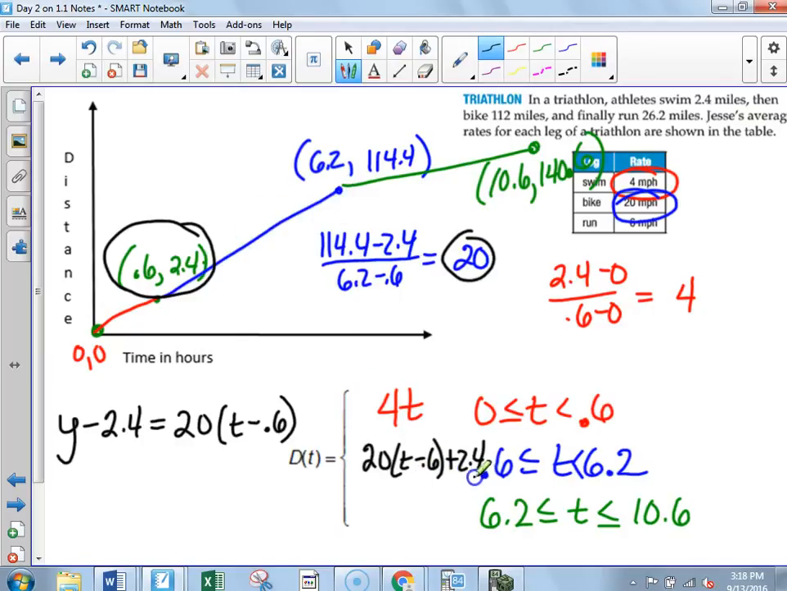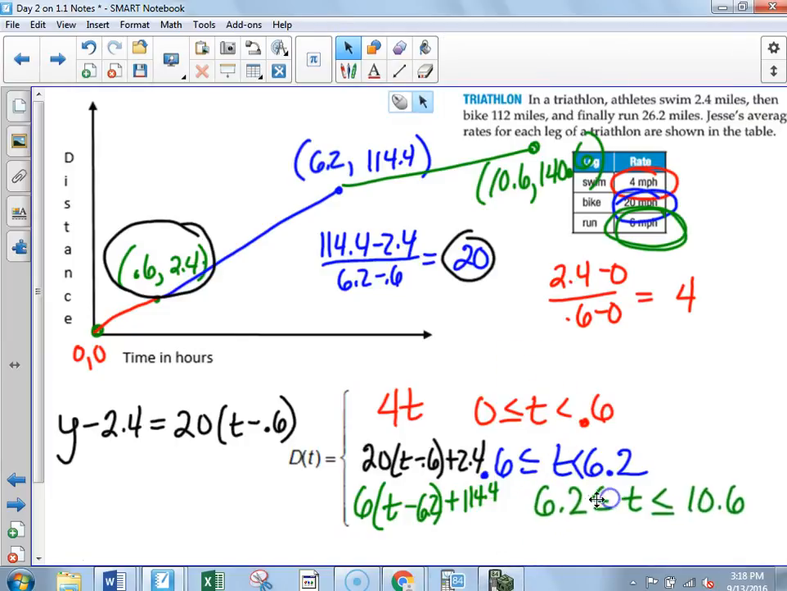All right, so what about this green chunk? Its slope is 6, yes? And it went to the right how far before we started that? 6.2, and it went up 114.4, and I don't have room to write that in there. I don't know if I can slide this whole thing over. Oh, I love it when that works. Okay.